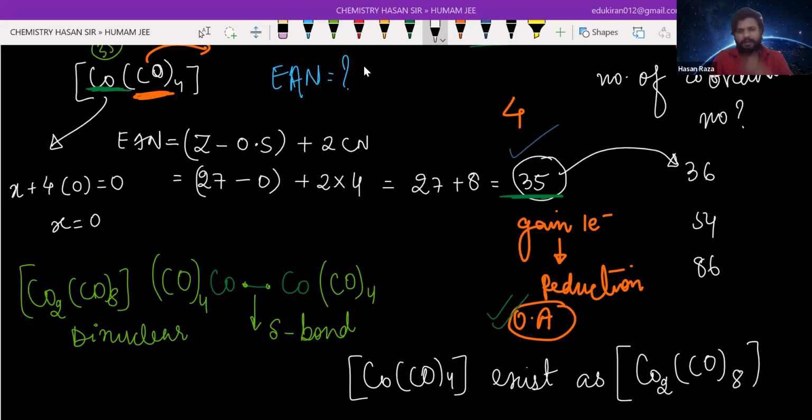Sir, is EAN part of coordination compounds? Because we didn't learn this in school. Basically, it is not in NCERT. It will be asked in your JEE Mains and it is a very small topic. So that's why I discussed this. Yes. And it is a very easy topic, right?